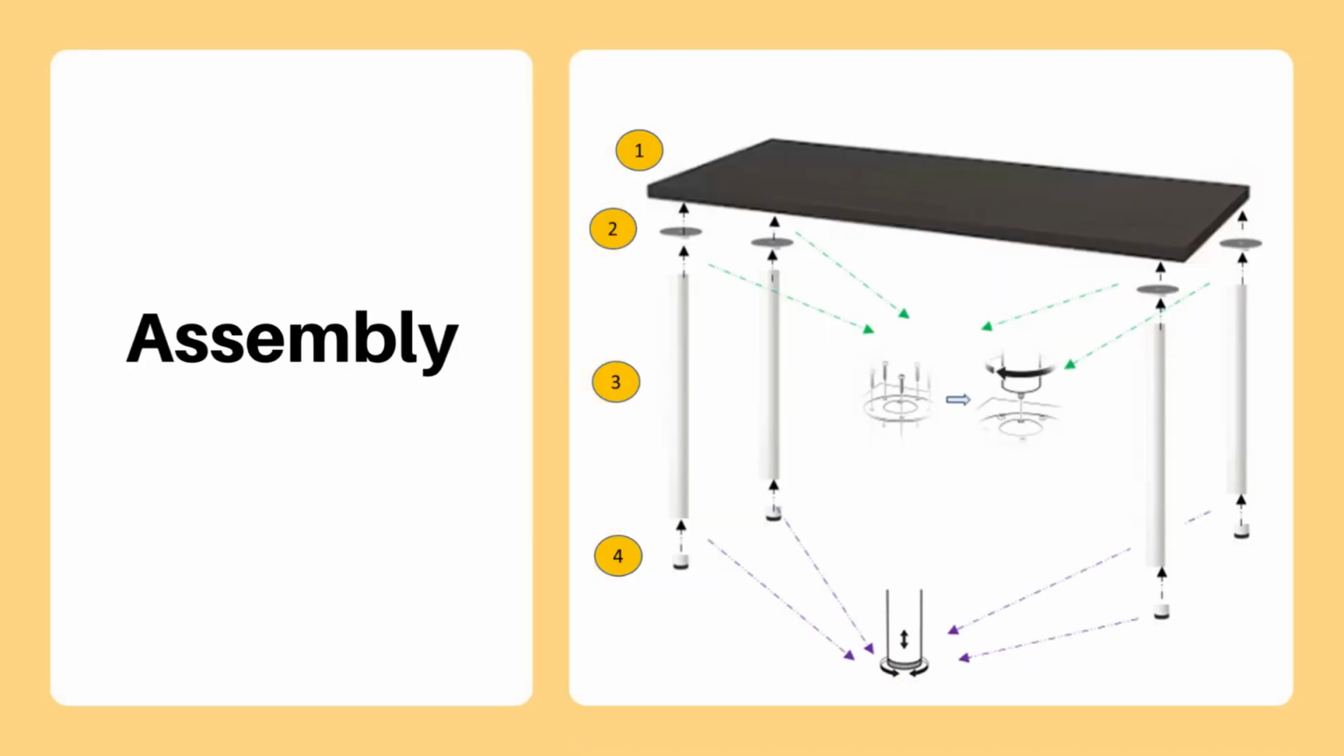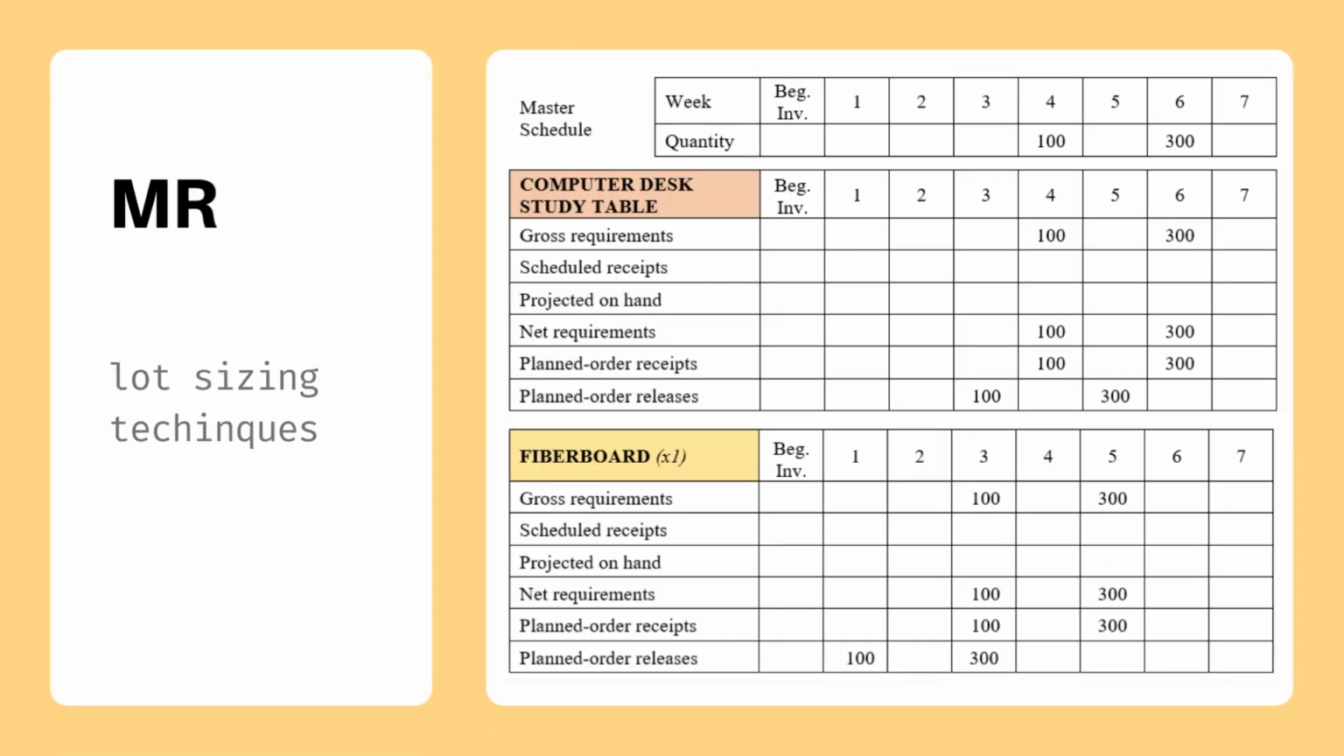This is the assembly diagram for our product. It consists of 4 levels. The figure at the center shows the assembly process for levels 1, 2, and also 3, 4. Our material requirement planning uses lot sizing techniques. There are 2 batch deliveries of computer desk study table. The first batch is 400 units at the beginning of week 4 and the second batch is 300 units at the beginning of week 6. The computer desk study table requires 1 week to be assembled.